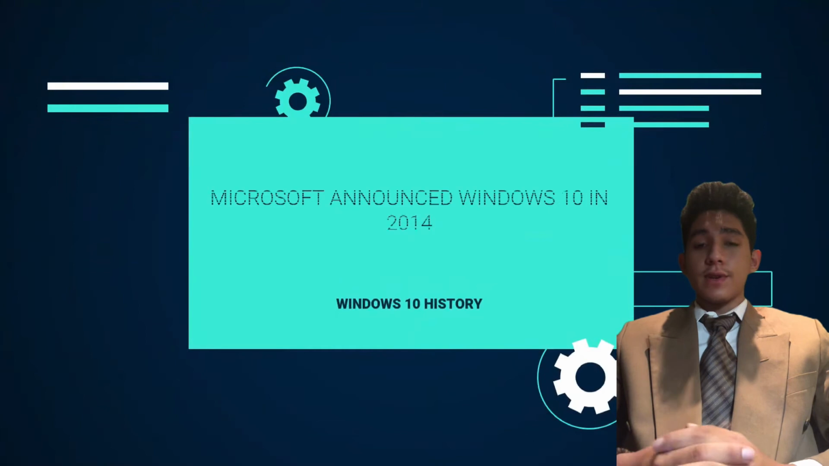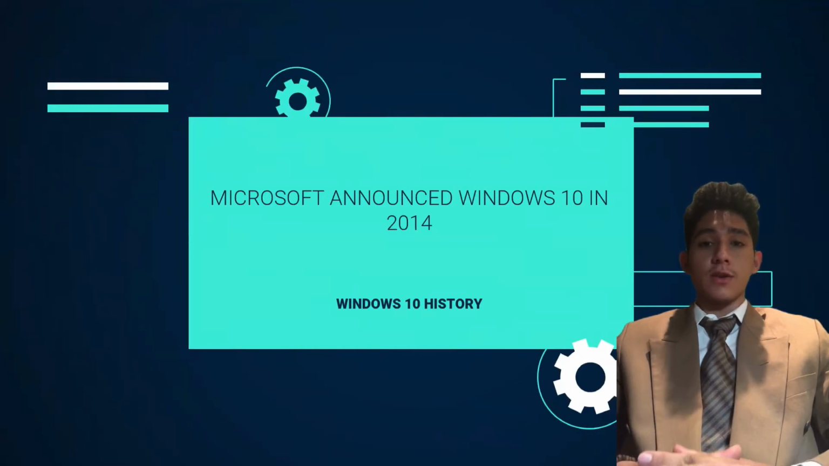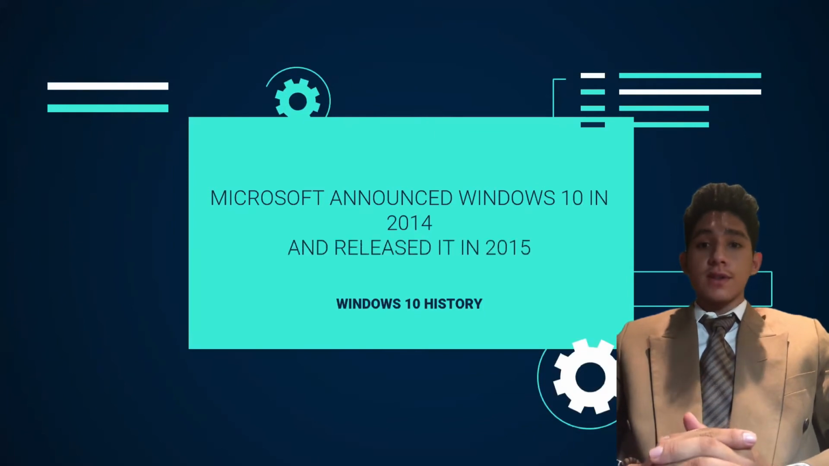Microsoft announced Windows 10 in September 2014 and the next month made a technical preview of the operating system available to a select group of users called Windows Insiders. Microsoft released Windows 10 to the general public in July 2015.